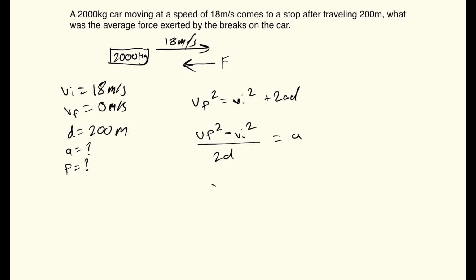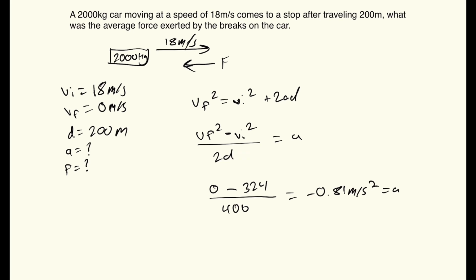We plug that in, we get 0 minus 324, so 324 over 400 is equal to negative 0.81 meters per second squared, which makes sense. The reason it's negative is because we're braking, so the acceleration is in the other direction. So that makes sense. That's equal to A. And then we can use that in our force formula.